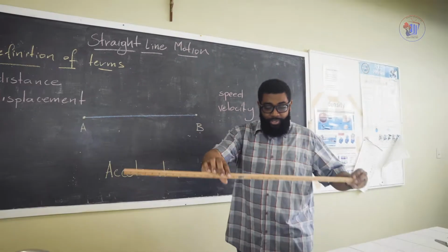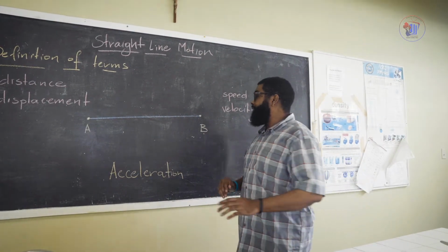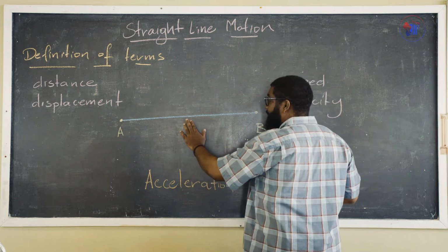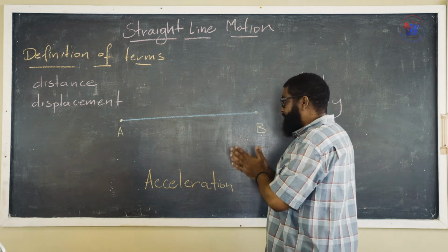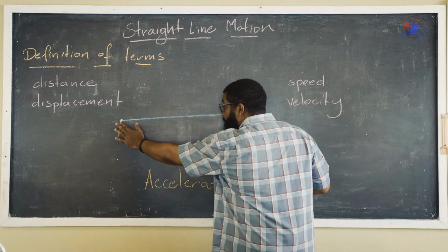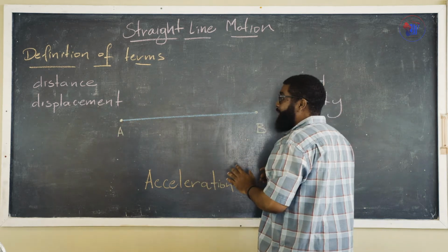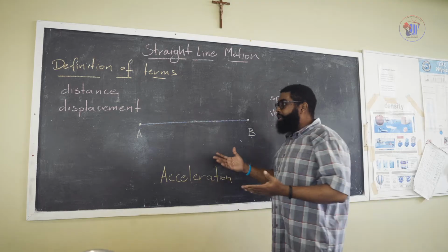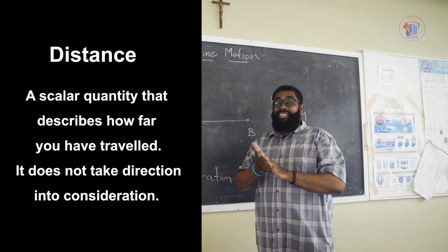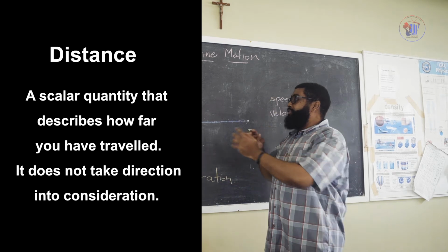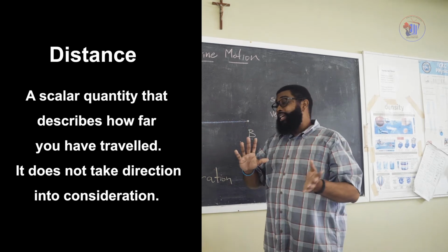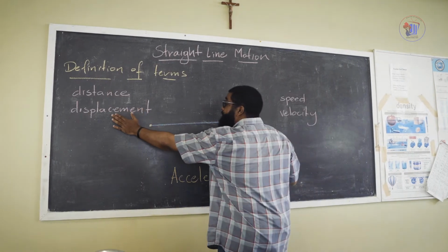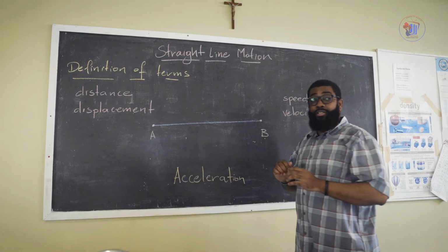Now, putting down my trusty friend, if we are to travel from A to B along our blue line, we are going to need to take some measurements in order to analyze how motion occurs from A to B. The first 2 terms are distance and displacement. Now, distance is a scalar. It's simply how far you have traveled. That's all. It does not take direction into consideration. Displacement takes direction into consideration.